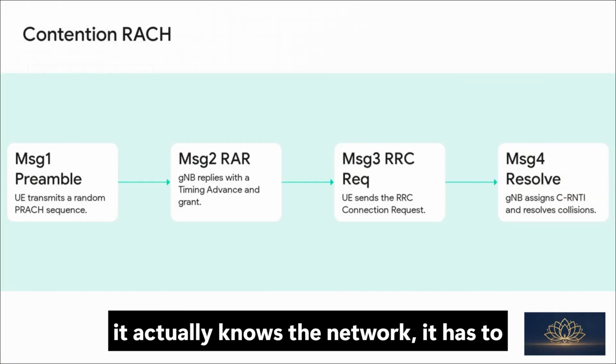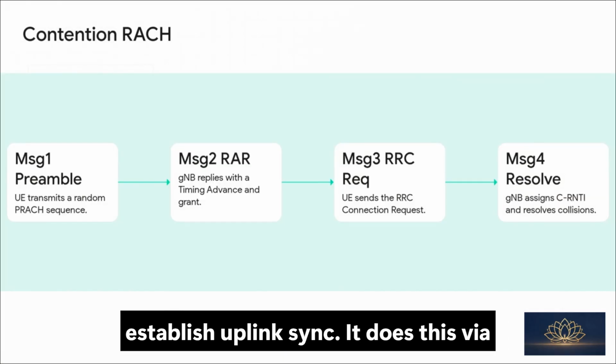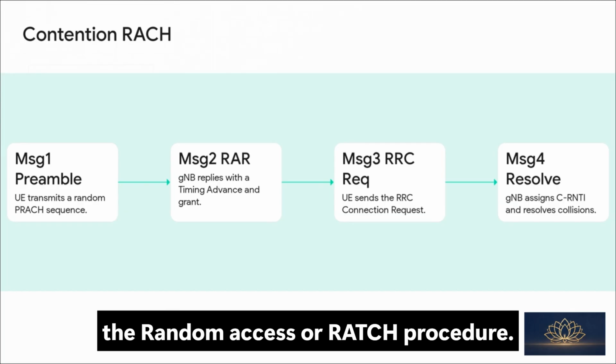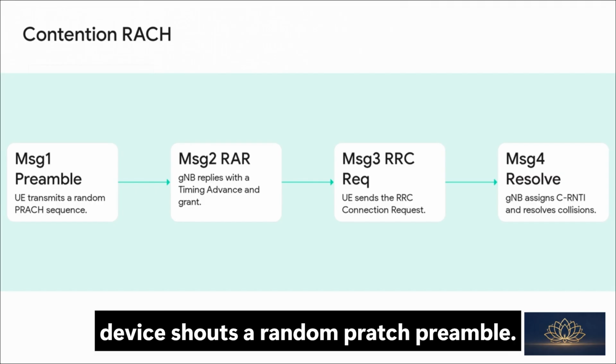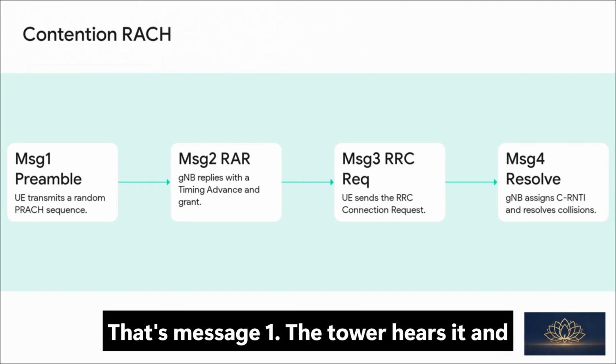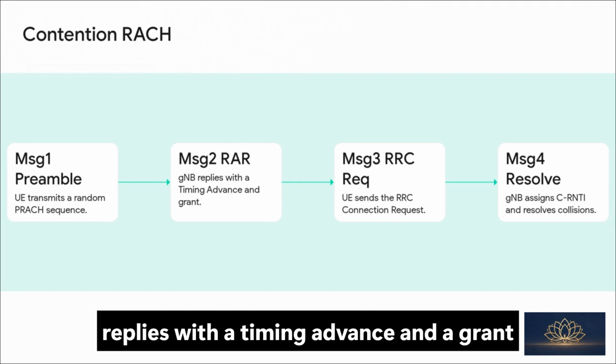Once it actually knows the network, it has to establish uplink sync. It does this via the random access, or RACH procedure. We're looking at the default contention-based mode here. First, the device shouts a random PRACH preamble. That's message 1. The tower hears it and replies with a timing advance and a grant to speak, message 2.